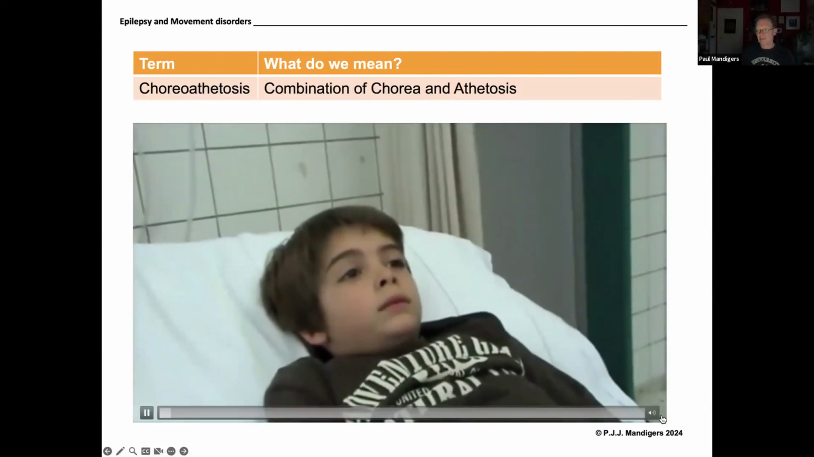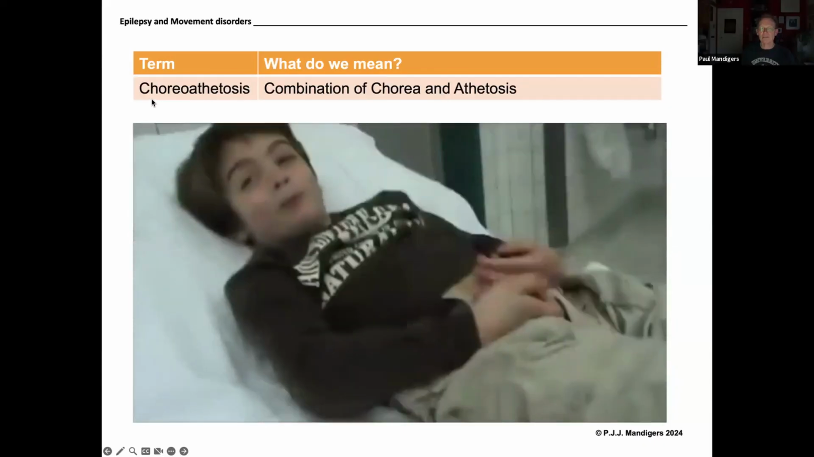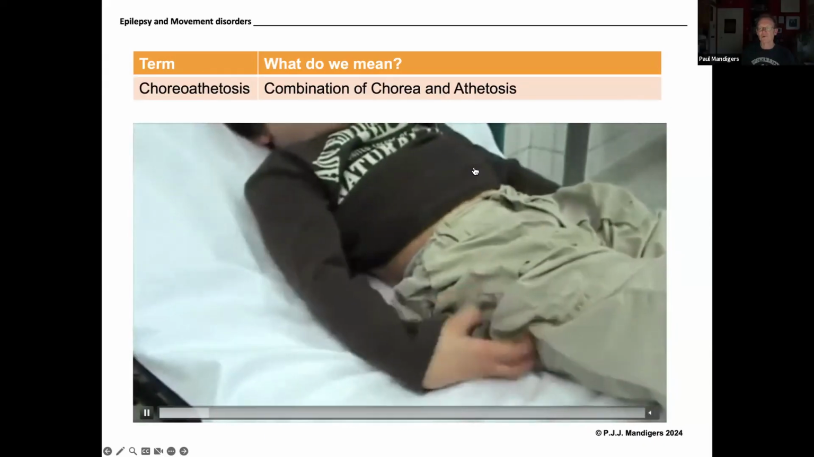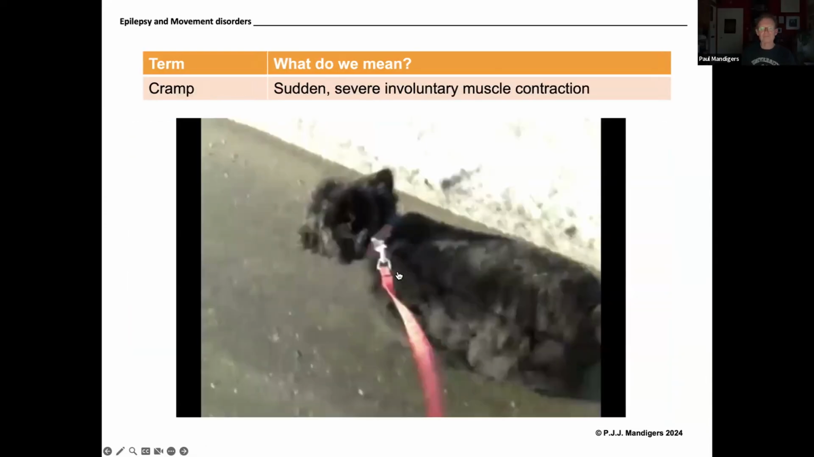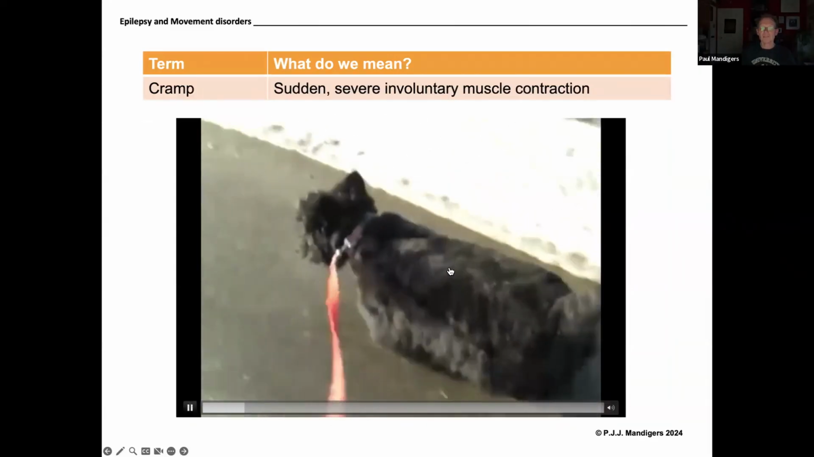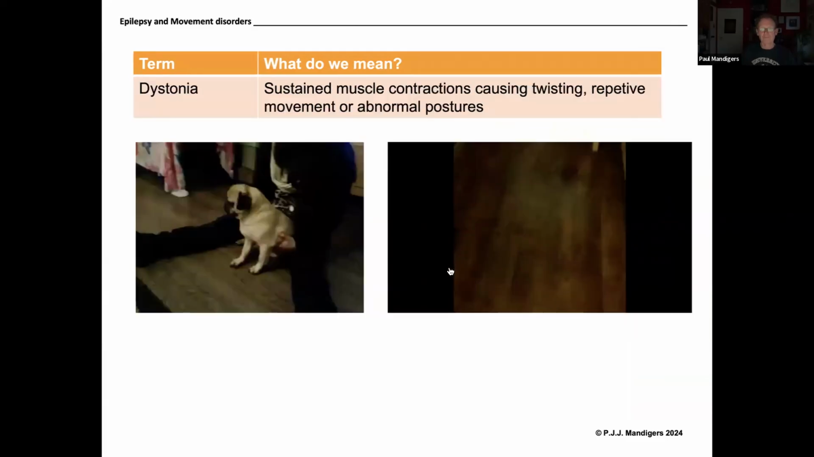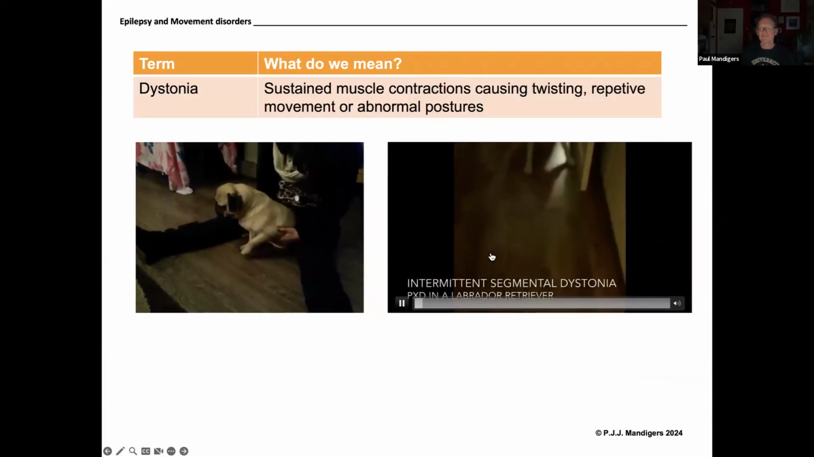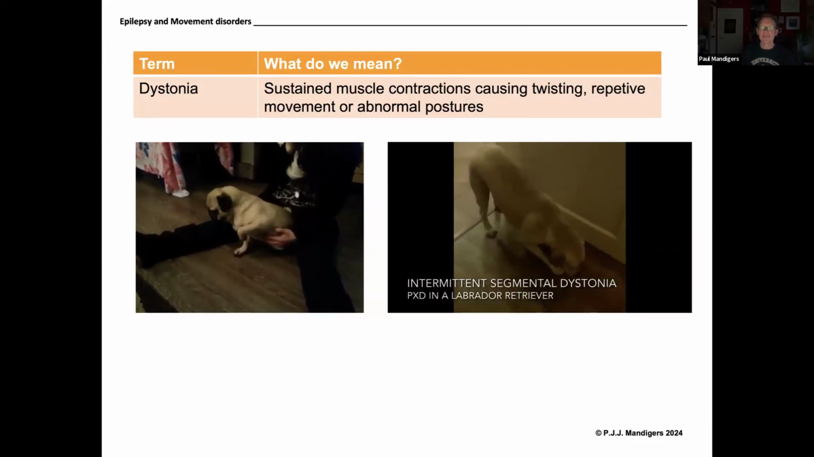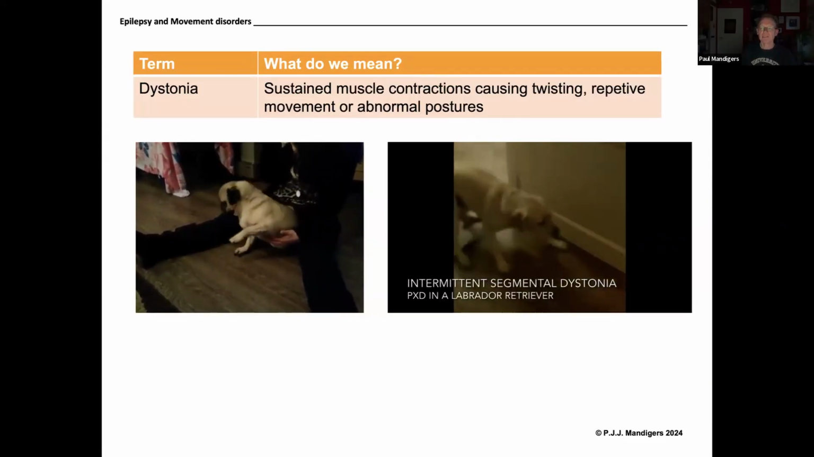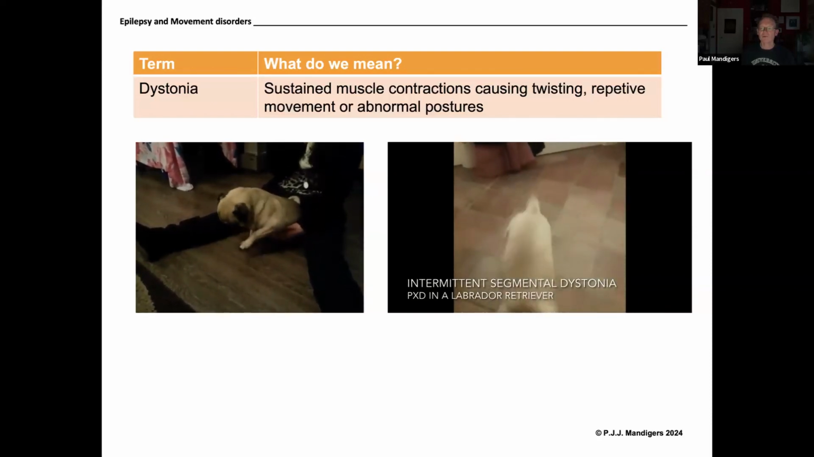And this is choreoathetosis. So it's a combination of the athetosis and a combination of the dancing. So here you can see that it's more severe. You can see the athetosis, but also the chorea. And the cramping. So this is a Scottish Terrier with Scotty cramp. And this is dystonia. And dystonia means that you're not able to keep your tonus. That's what it actually means. So it's just a way of describing an abnormal movement.